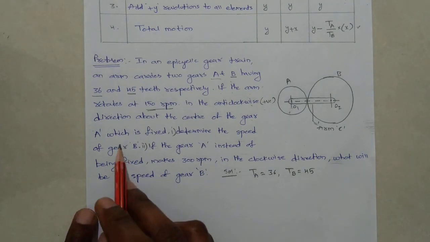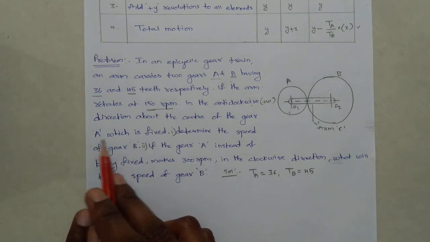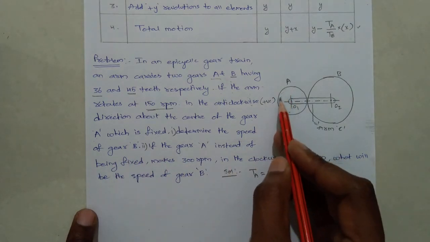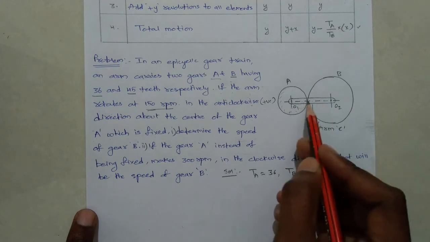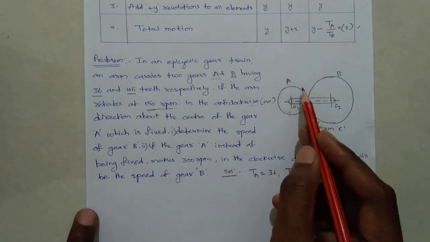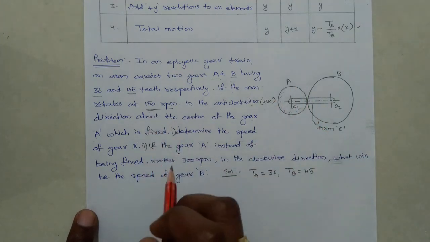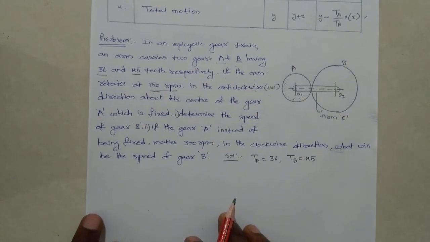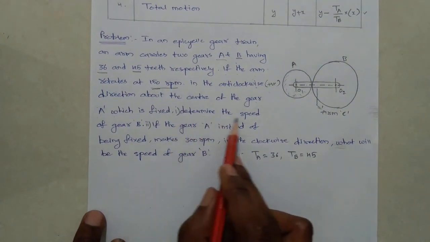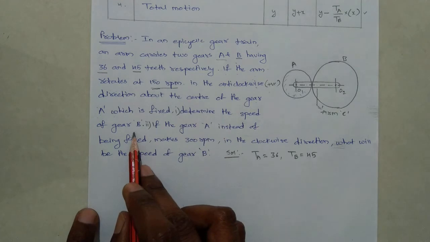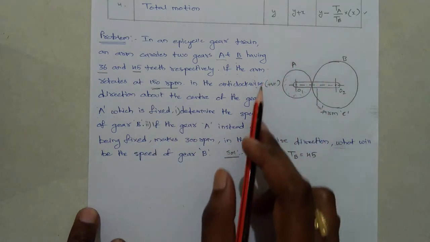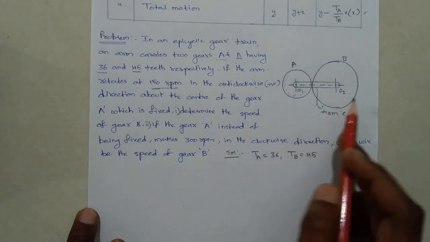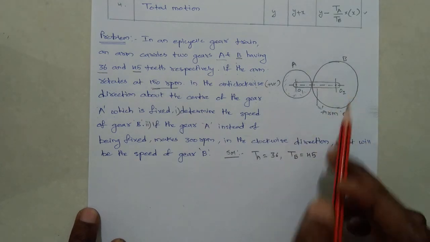Which one is fixed? A. Here A is fixed. So when A is fixed, this arm is rotating in the anti-clockwise direction with an RPM of 150. Now first thing we have to identify is to determine the speed of gear B. So gear A is fixed and the arm is rotating in the anti-clockwise direction with a speed of 150 RPM. We have to identify the speed of gear B.